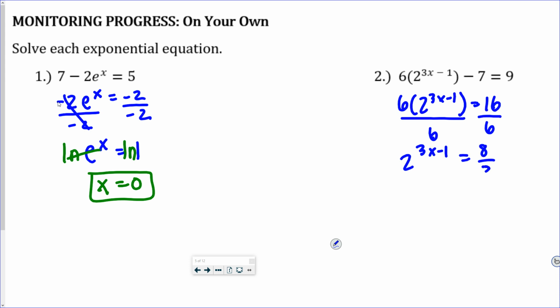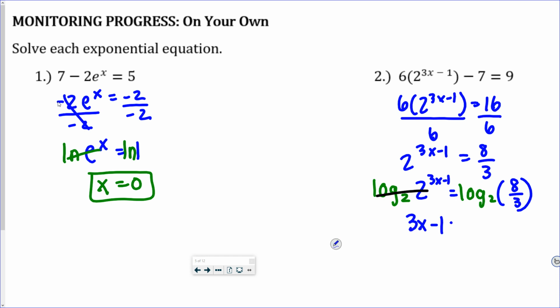We got 8/3. Log base what of both sides? 2. Yes. Good job. Alright, so then you take that number, log base 2 of 8/3. You'll add 1 to it and you'll divide by 3.